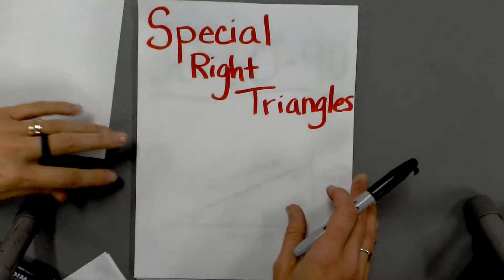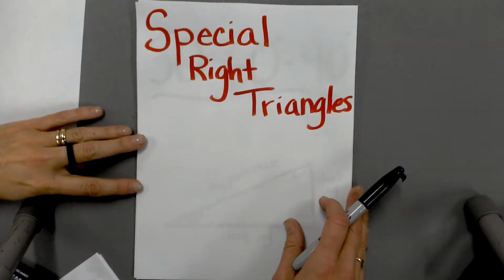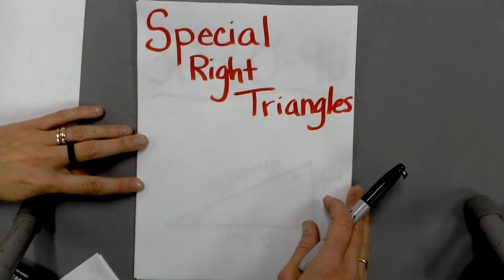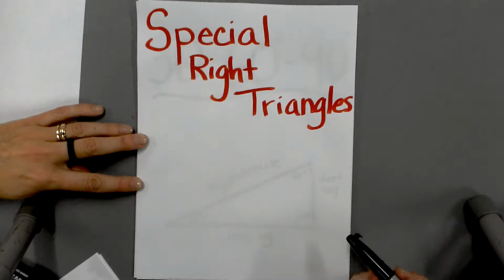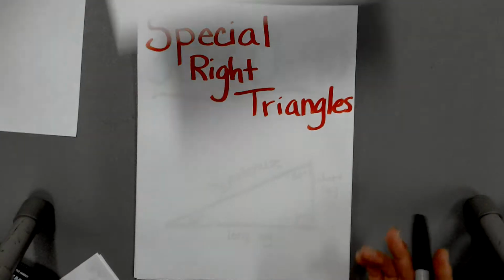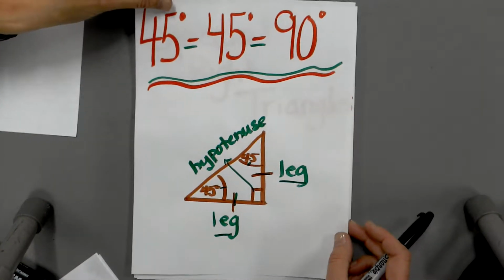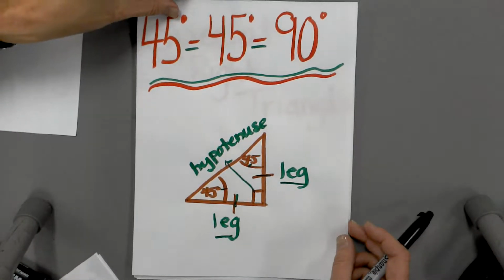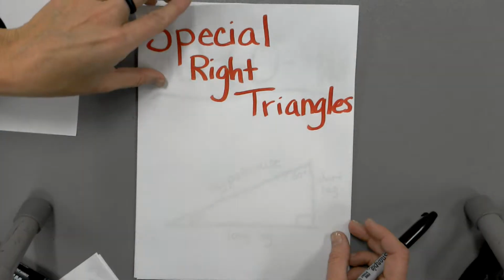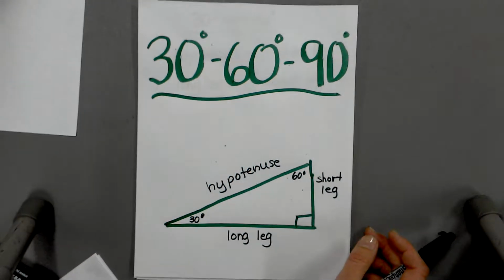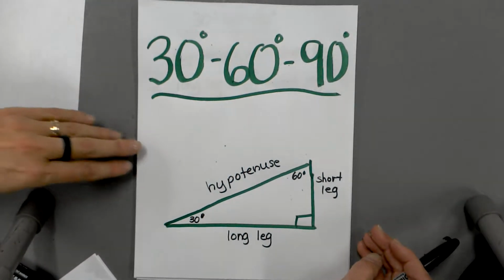Hi, this is Mrs. Pearlstein, and this is video number 2 of a 2-part series on special right triangles. Video number 1 dealt with 45, 45, 90 right triangles, and we went through how to find any missing side if you knew one of the other sides. Now we're going to look at 30, 60, 90 right triangles, the other special type of right triangles.